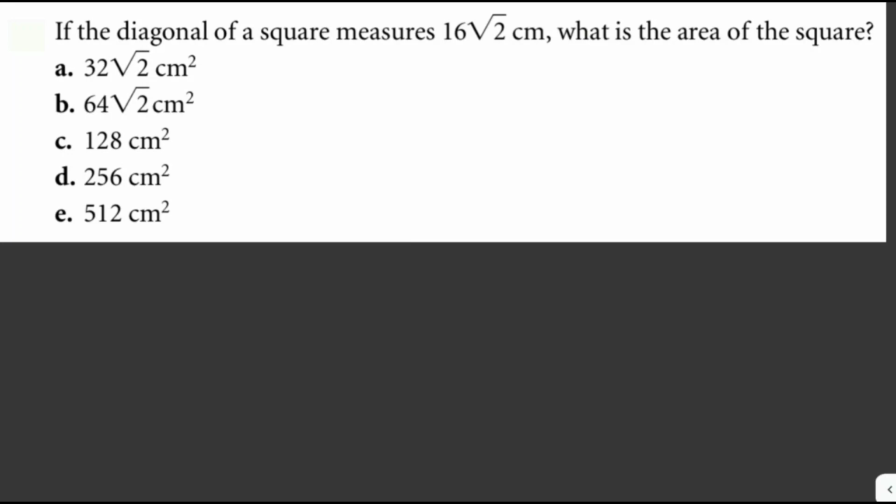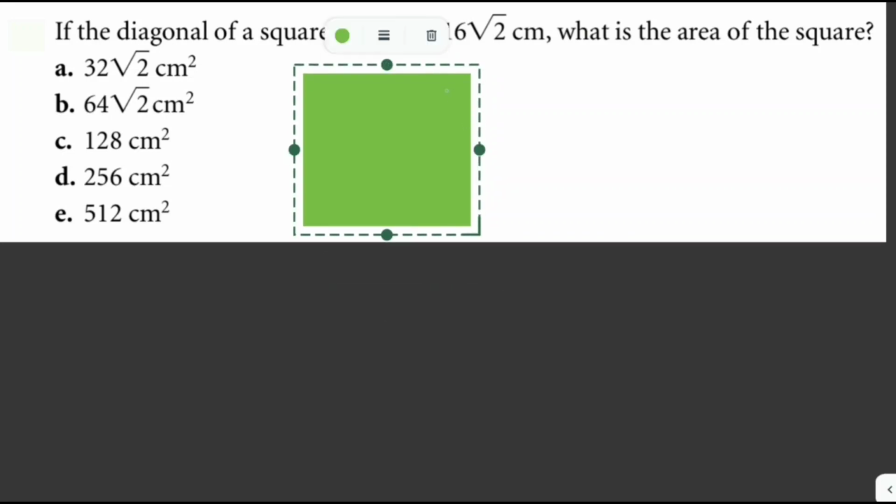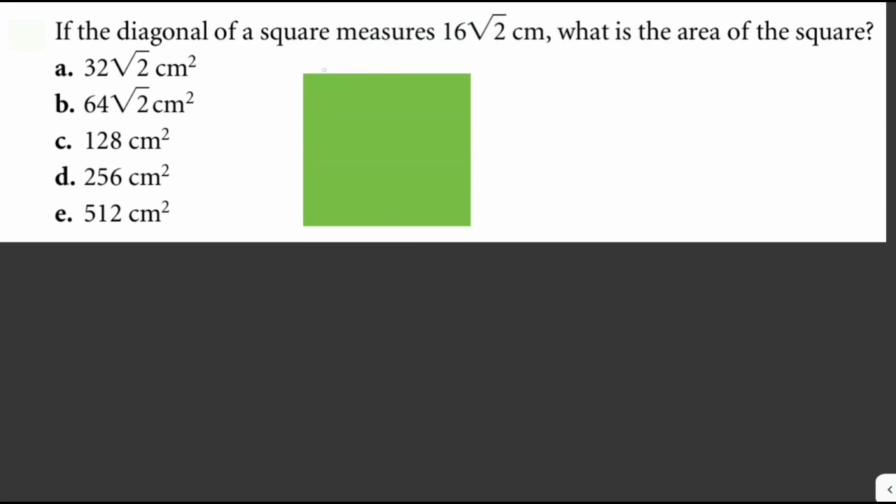If the diagonal of a square measures 16 square root of 2 centimeters, what is the area of the square? So if this is our square, it says the diagonal is just equal to 16 square root of 2.